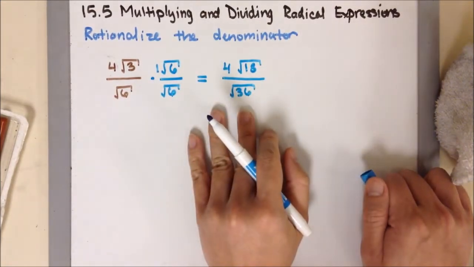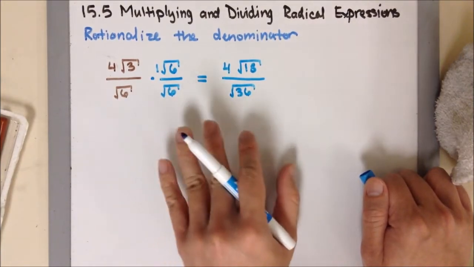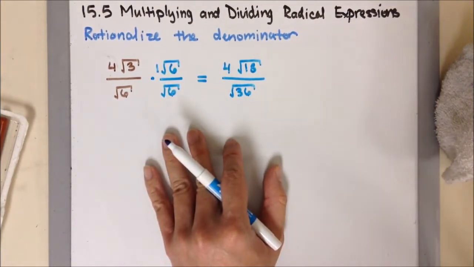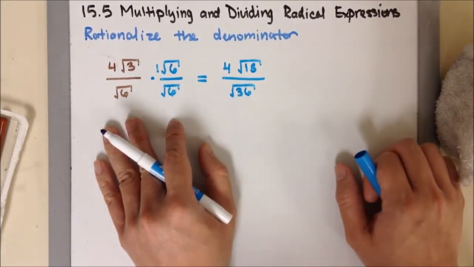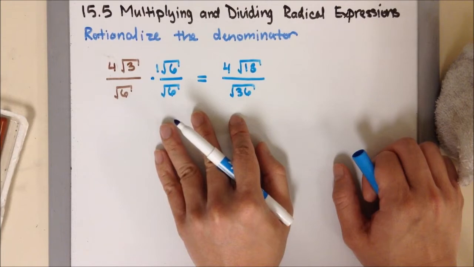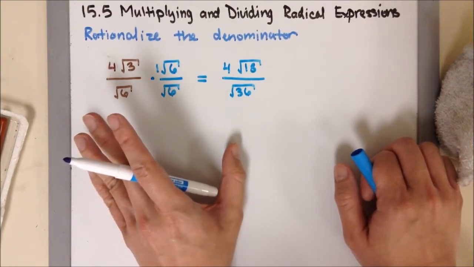Now I'm not doing the whole work as in the last example, because in the last example I was just showing step by step. Here I'm just talking about the process. So this is basically the work you just need to show me if this were, say, on a quiz or a test.